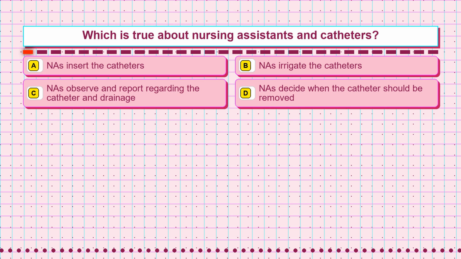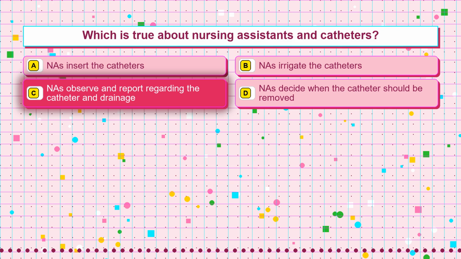Question 98. Which is true about nursing assistants and catheters? Option A. NAs insert the catheters. Option B. NAs irrigate the catheters. Option C. NAs observe and report regarding the catheter and drainage. Option D. NAs decide when the catheter should be removed.